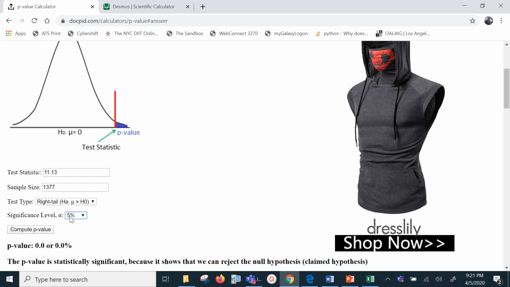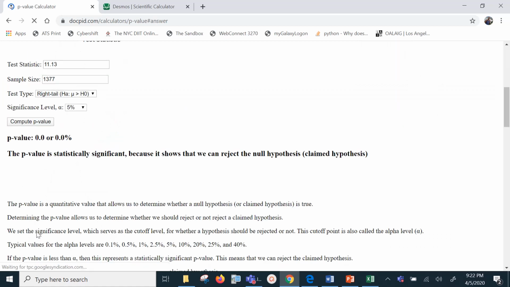So basically, for all your problems, you're copying the test statistic here, you're copying the sample size here, and here's where you're looking at your alternative hypothesis, and based on what you wrote, you're going to select one of these. Okay? Always leave this at 5%, hit compute p-value, and it does it.